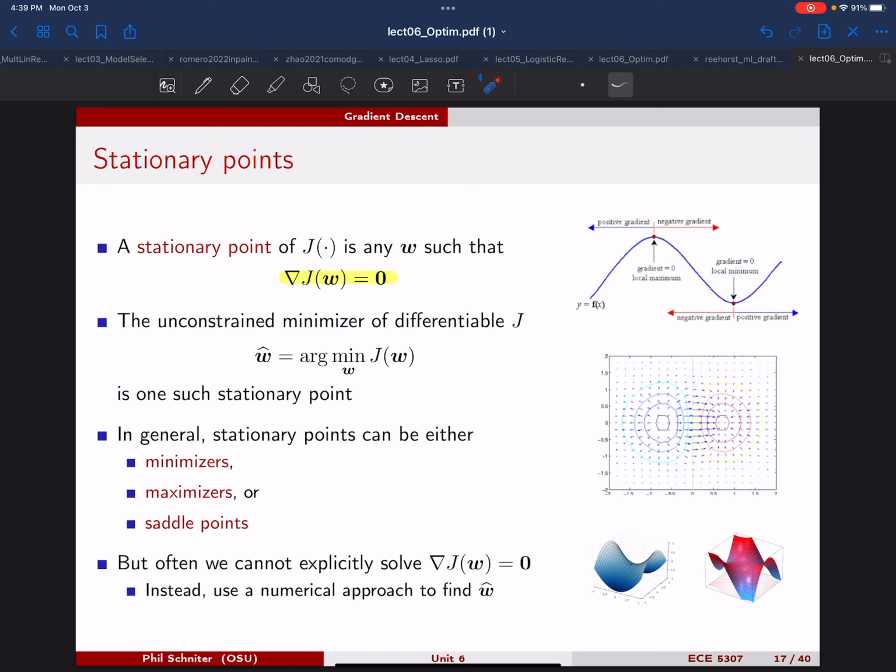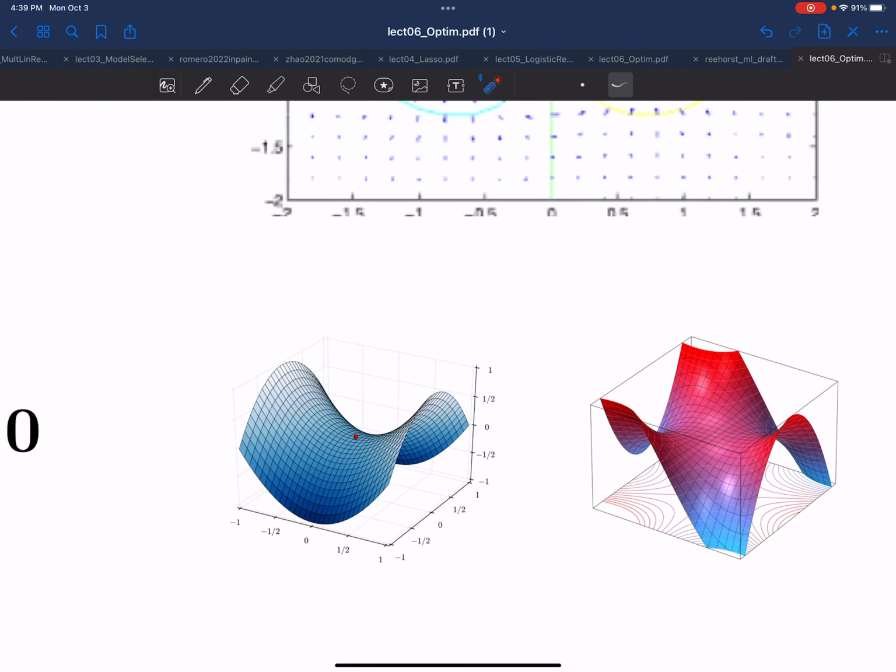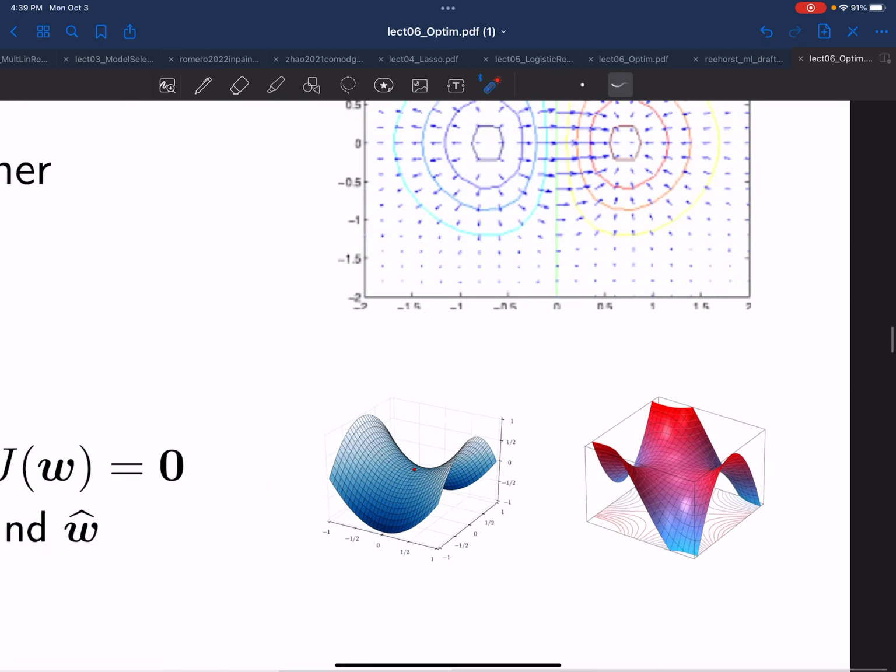But that's not the only place that happens. It also happens at saddle points. So these are examples of saddle points. At that red dot there, the slope in all directions is 0. And saddle points are neither minima nor maxima. The curvature is positive in one direction and negative in the other. And there's actually different kinds of saddle points. This is one type of saddle point. This is another type of saddle point. But in either case, the slope is 0 at that saddle point.